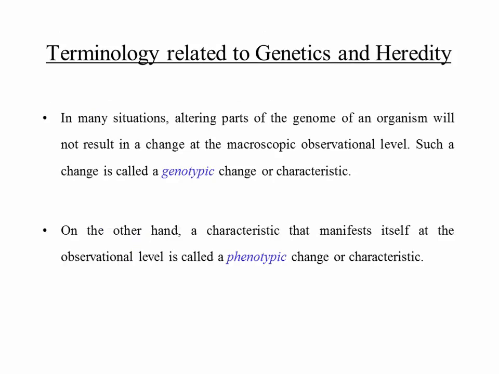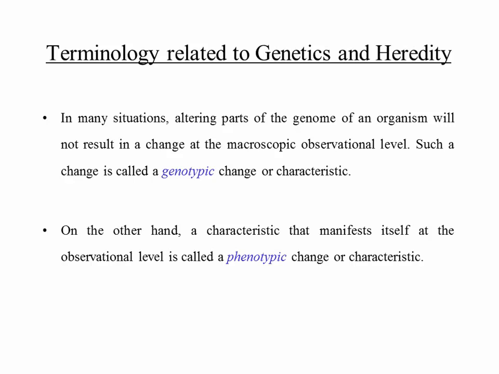So in many situations, altering parts of the genome of an organism will not result in a change at the macroscopic or observational level, right? Such a change is called a genotypic change or characteristic. So if you make a change in the genome, that's a genotypic change. But among those 3 billion nucleotides, only about 2% codes for proteins. The rest of it is called junk DNA. We are beginning to discover its function slowly. But if you make some changes over there, there is no loss of function, right? So if you make a change in the DNA, that is a genotypic change.